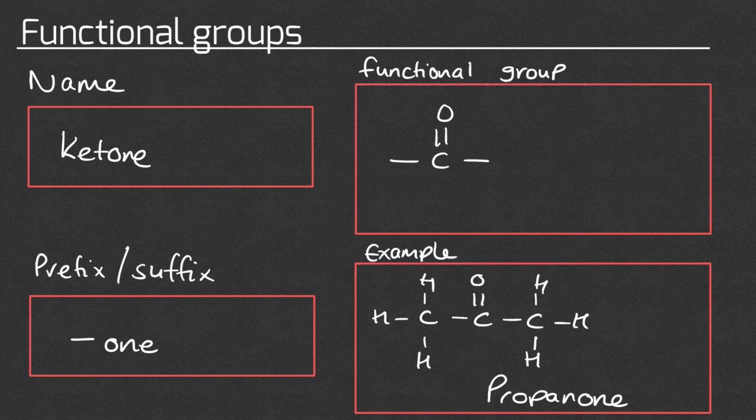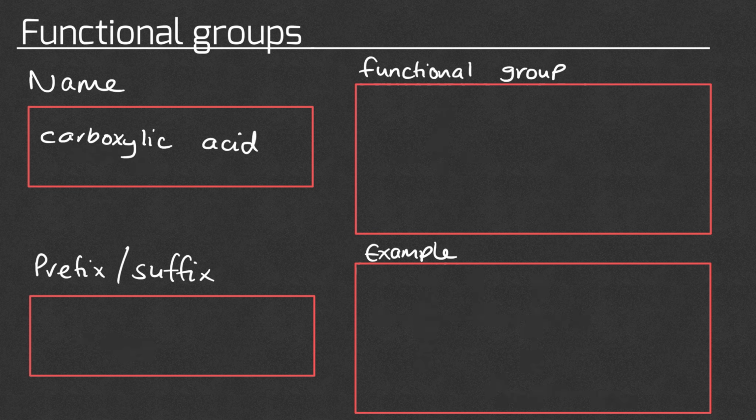So for example, this would be propanone. Carboxylic acids have the suffix -oic acid.